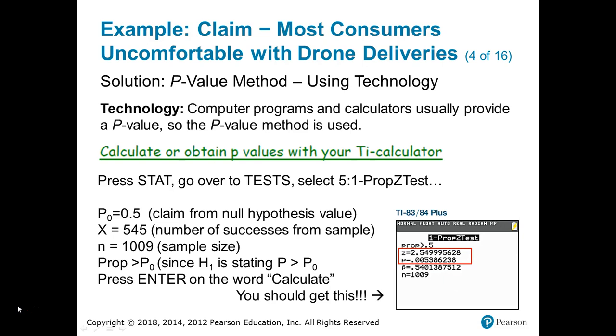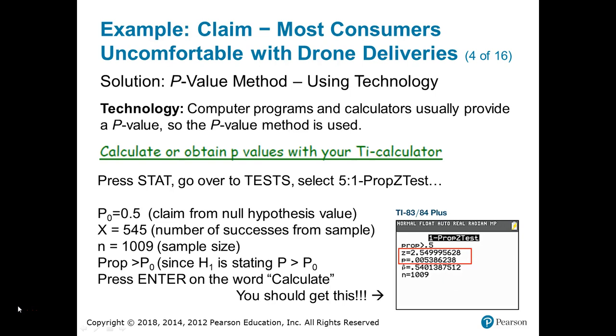You're going to hit the right arrow to go over to tests, and then go down to where it says 5, or you can hit 5, or you can go down to where the 5 is highlighted, where it says 1-PropZTest, and then hit enter. And then you're going to enter your values.